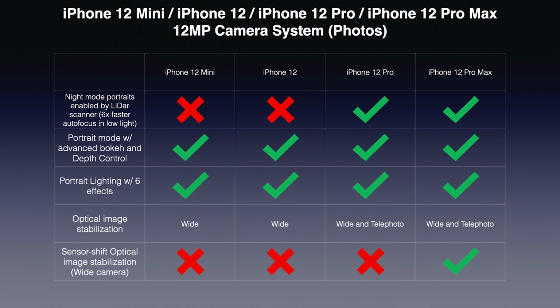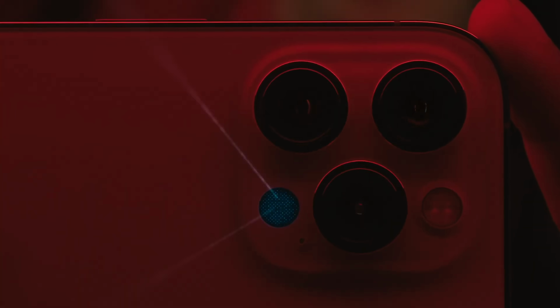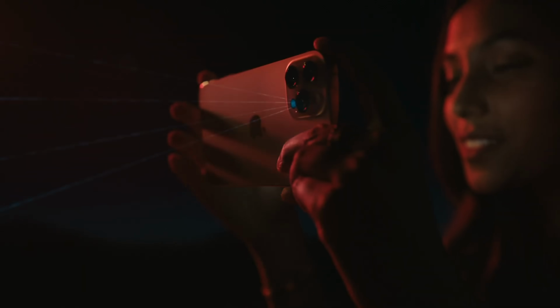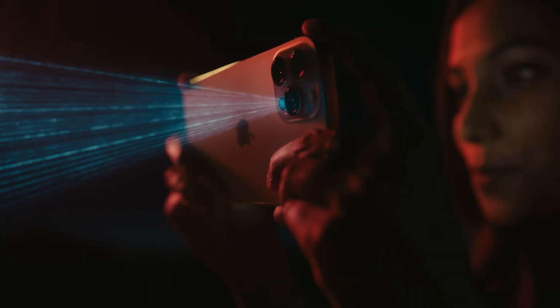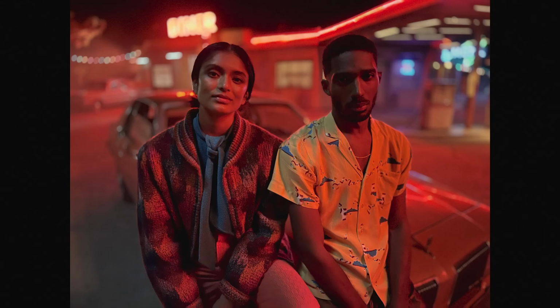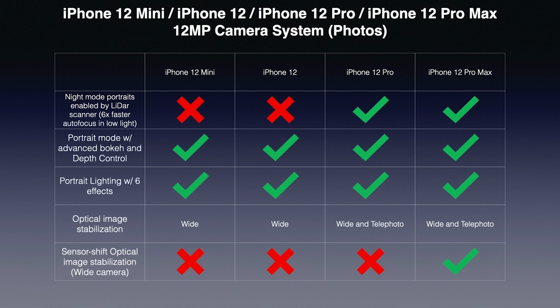This again is the differences between the entire iPhone 12 lineup, specifically with their photos. We've got night mode for portraits that are enabled by the LiDAR scanner. We know 12 mini, 12, they don't have the LiDAR scanner, but the 12 Pro and 12 Pro Max do. Portrait mode with the advanced bokeh and depth control, that's where you kind of slide and change the blurriness.